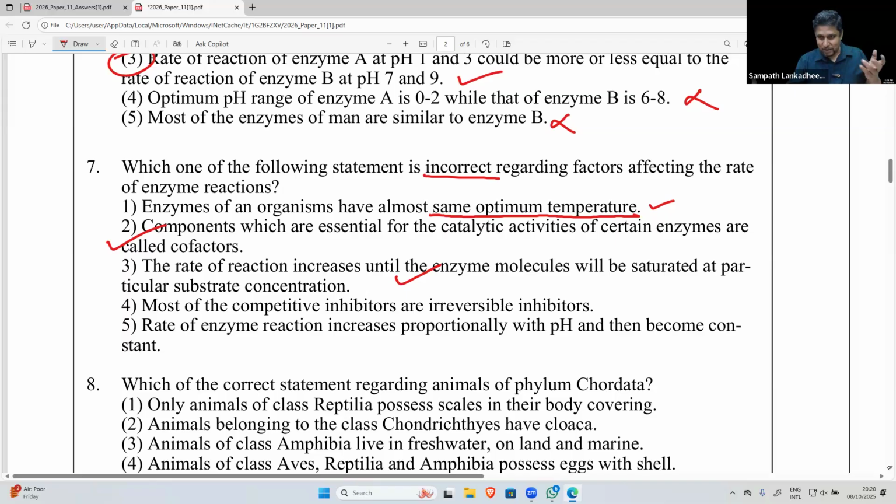Most of the competitive inhibitors are irreversible inhibitors. Competitive inhibitors are irreversible, wrong. Rate of enzyme reaction increases proportionately with pH and then becomes constant. So we'll take the fourth one as the answer.